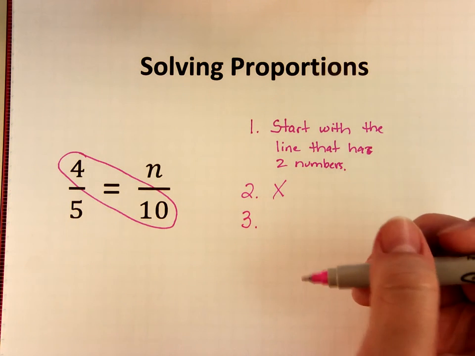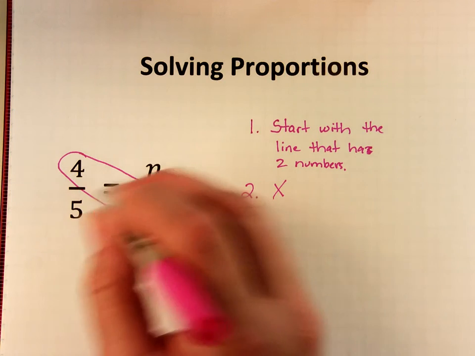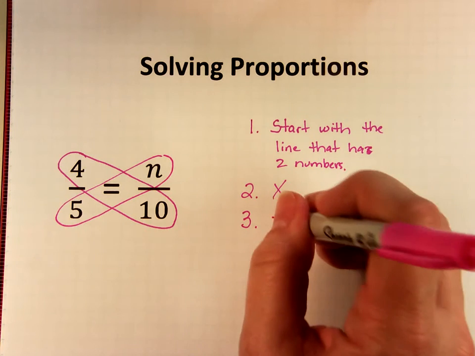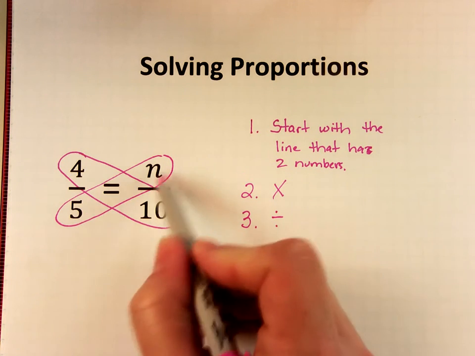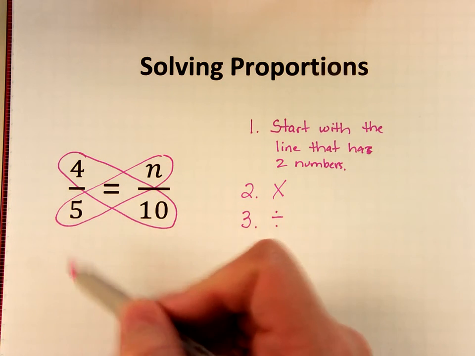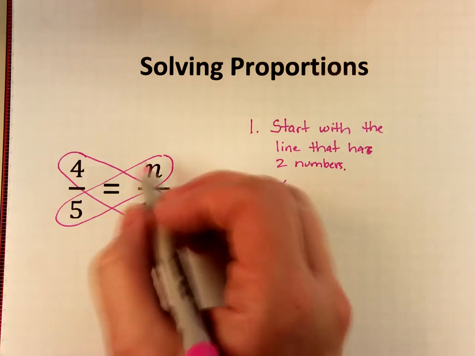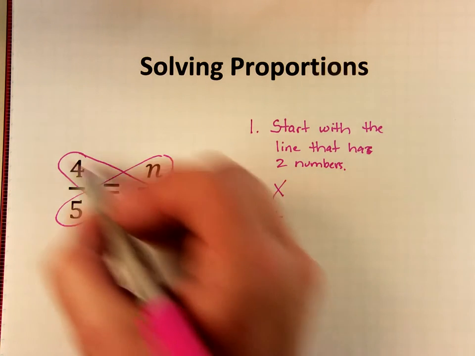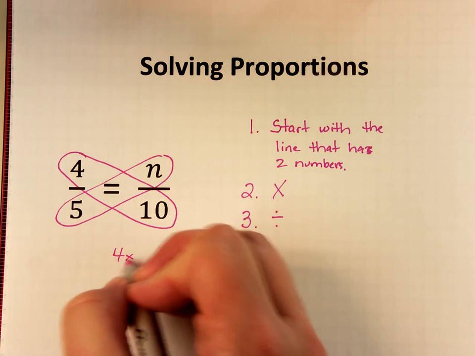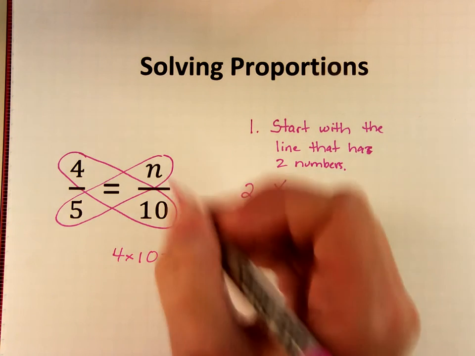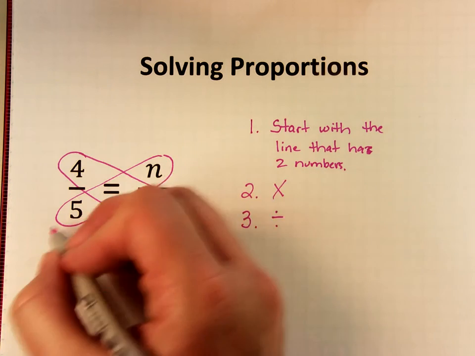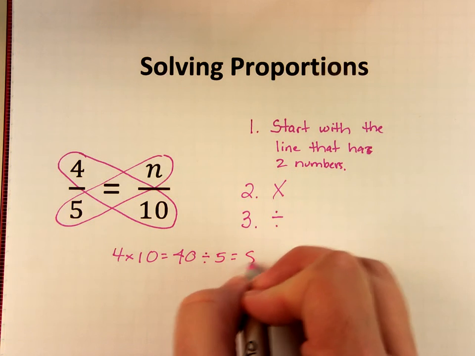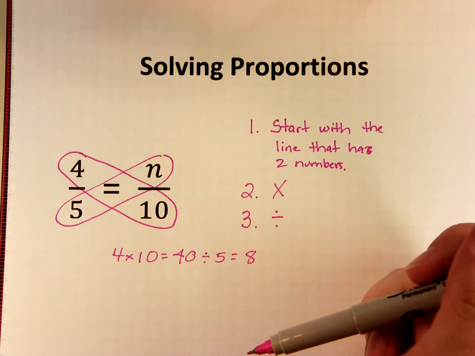And the last thing that you have to do is work on the second line of the X. You're going to divide by the one number that you know in the second line, which would be a 5. So let's solve for n. Start with the line that has two numbers. 4 times 10 is 40. Divide by the number that you have in this part, which is a 5. 40 divided by 5 equals 8. There you go. n equals 8.